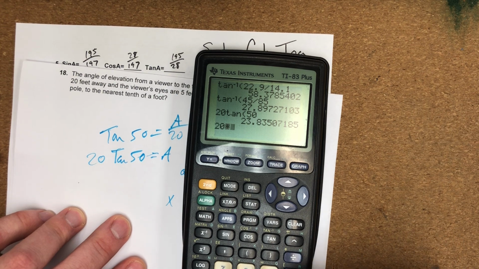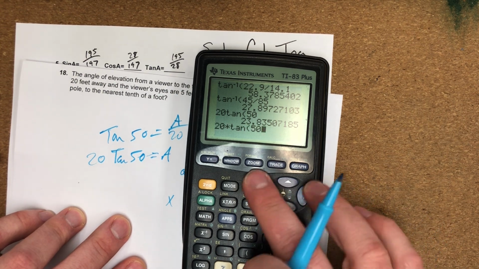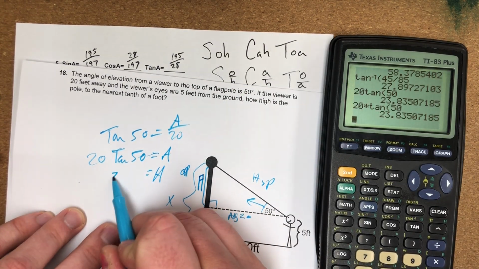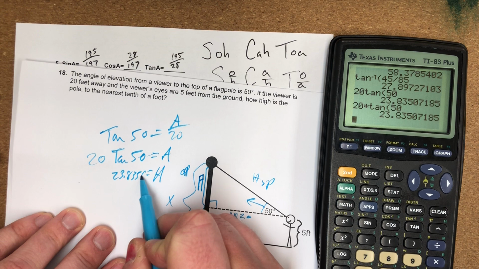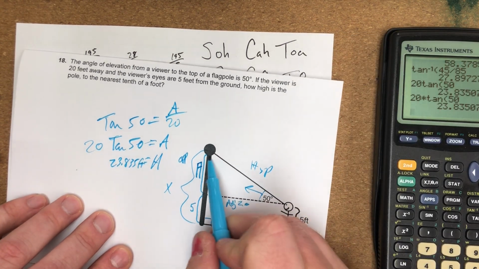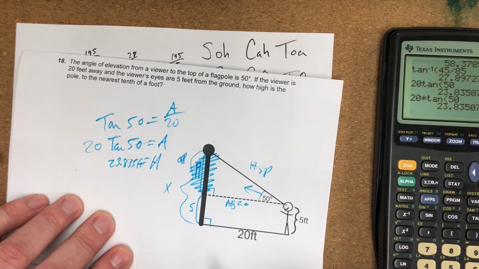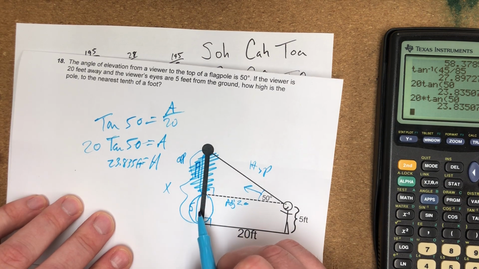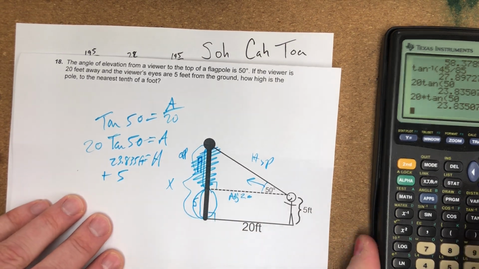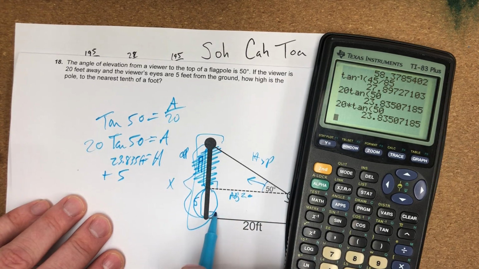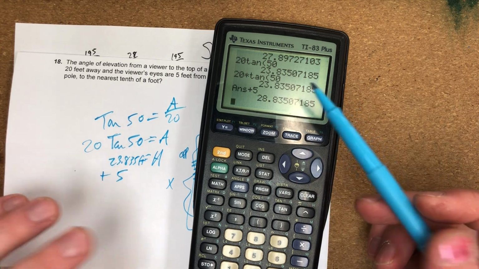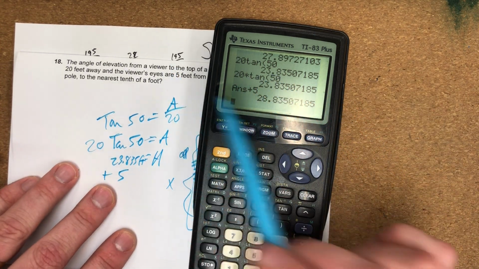So you can do that. You can do 20 times tangent of 50. So I got 23.835. So A is 23.835 feet. And that's this piece right here. So if I want to find the whole thing, take that, it's 5 more. And that'll give us the whole telephone pole, right? So just add 5 onto that. The whole telephone pole, keep calling it telephone pole. The whole flagpole is 28.